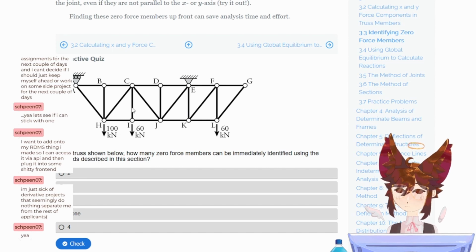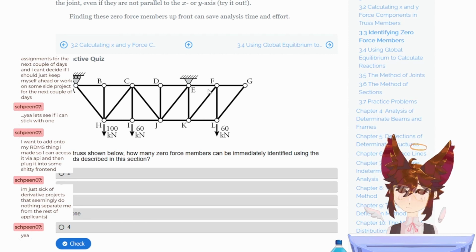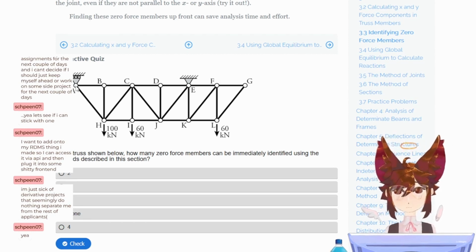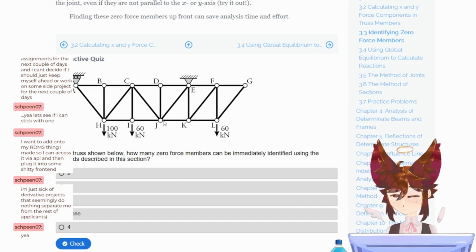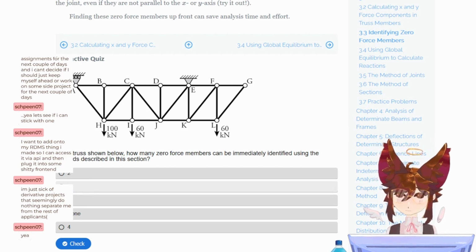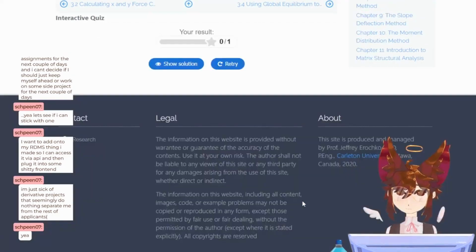4, 5, 6. I think 6. So let's check. So 1, this one's not, this one's not, that one's not. 2, 3 is from here. 4, no, no, no. 5, 6. I think it's 6. Let's see. Check. Finish.